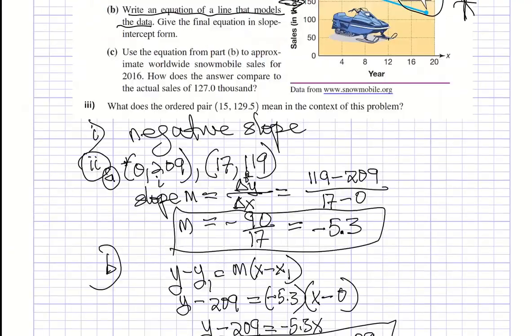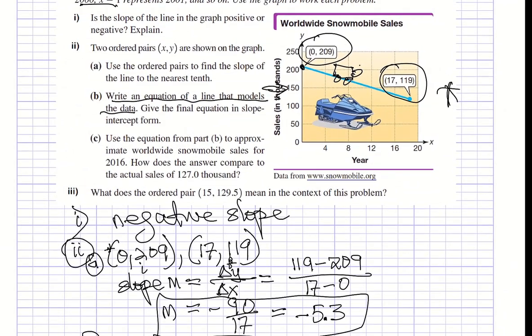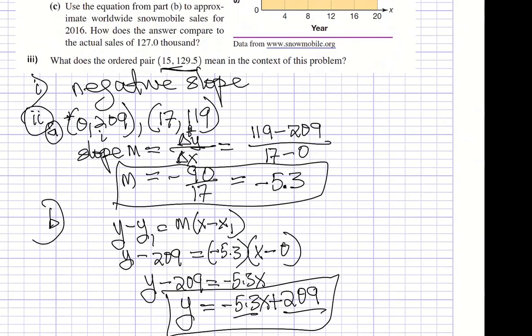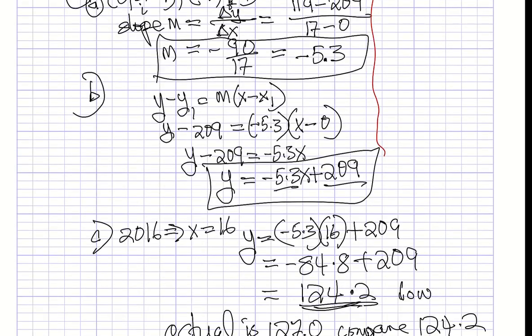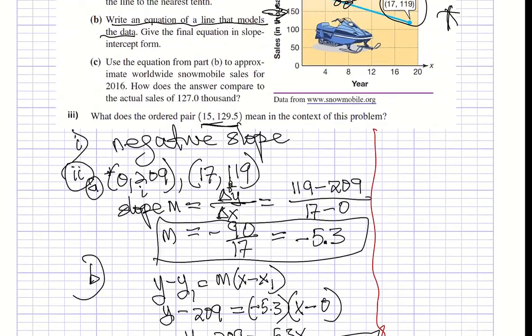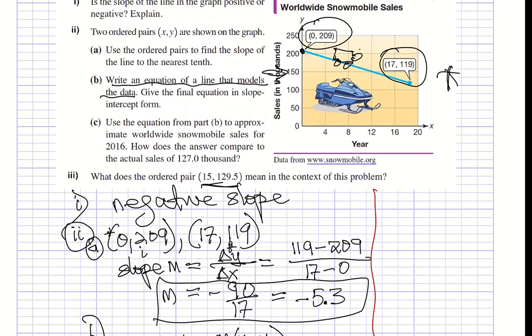But we'll have one more problem. Number 3, what does the ordered pair mean in the context of this problem? Sorry, I didn't see, we'll have one more problem. Let me divide it like that. That way we can solve that one. So that's Roman numeral 3.